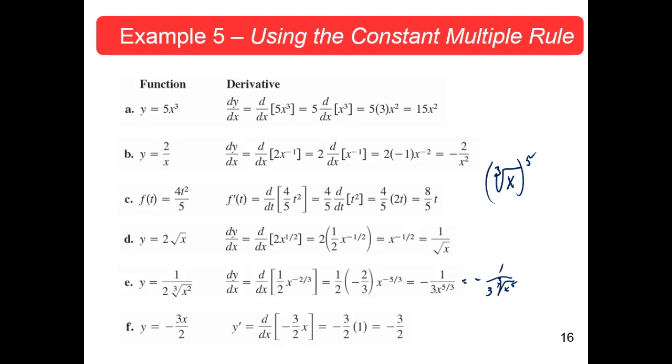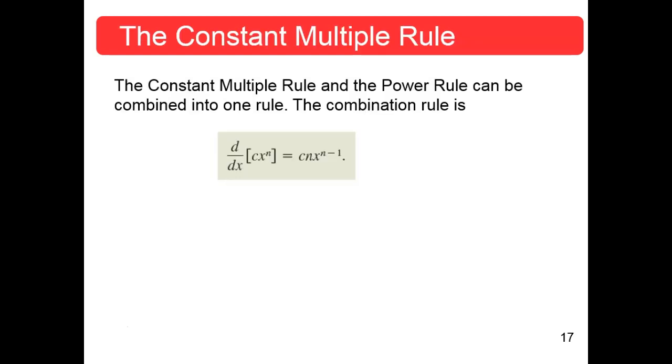All right. So I think they express the constant multiple rule. Now they're going to show you what we've been doing. Constant multiple rule and power rule can be combined into one rule. That combination rule is d by dx of c x to the n is simply: take the exponent, multiply it by the coefficient. They do coefficient times x, so it doesn't matter. And then drop the exponent by 1. That's what we've been doing. Right?